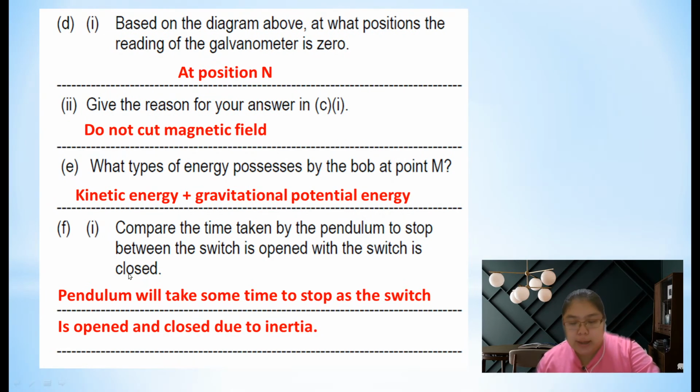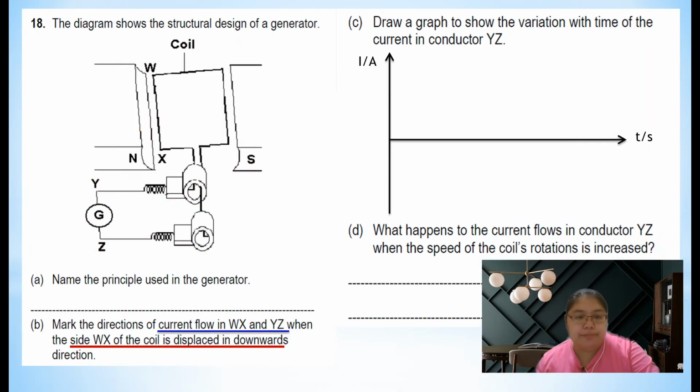Okay, then we continue with question 18. Let's see 18, they show you the design of the generator. Okay, let's see this generator. We're using slip rings. Okay, we are never using the battery. So I'm using slip rings, so understood. Slip rings must be AC. Okay, what they produce is an AC current.